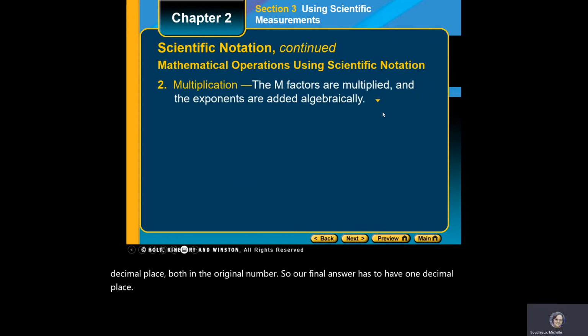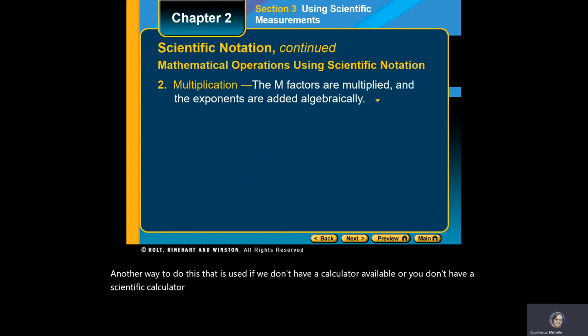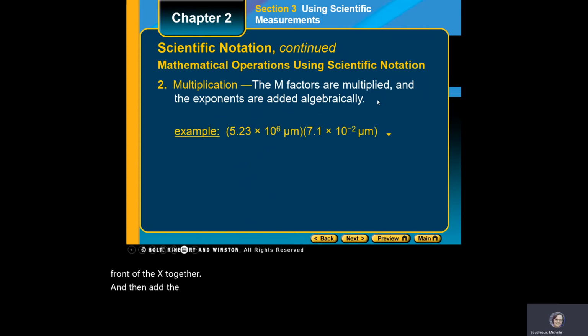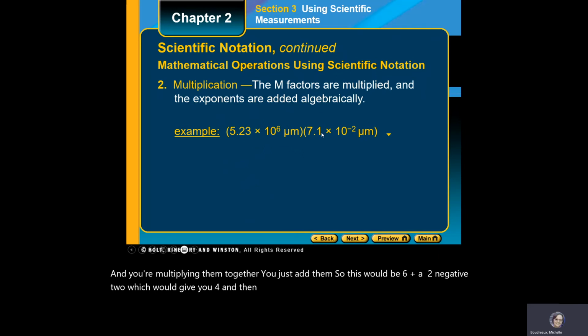Another way to do this that is used if we don't have a calculator available, or you don't have a scientific calculator especially, is to just multiply the first part of the expression, the number in front of the x, together, and then add the exponents algebraically. You may remember that if you have powers of 10 and you're multiplying them together, you just add them. So this would be 6 plus a negative 2, which could give you 4.